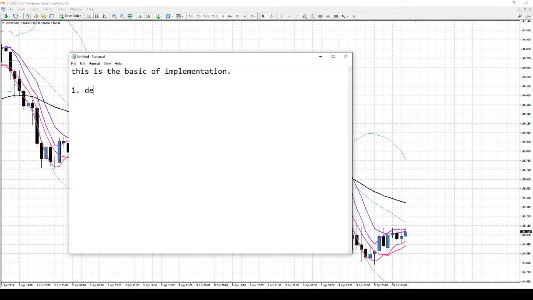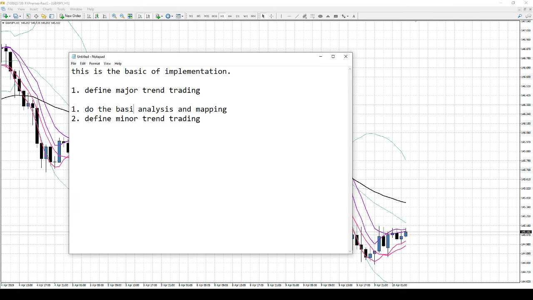The first is you need to define major trend trading. If you're asking about the swing, define major trend trading, and number two, define minor trend trading, right? So how to define the major trend trading? First, do the basic analysis and mapping.